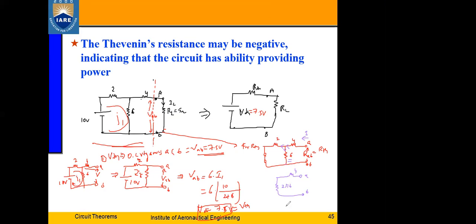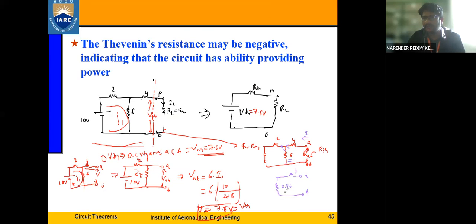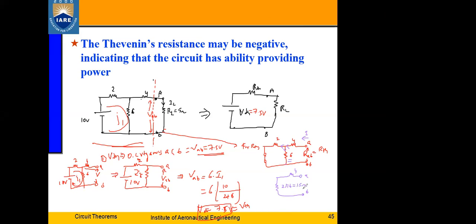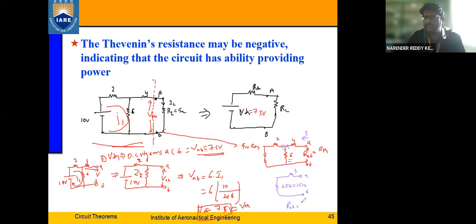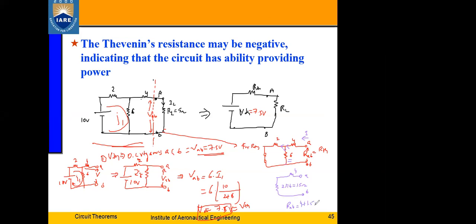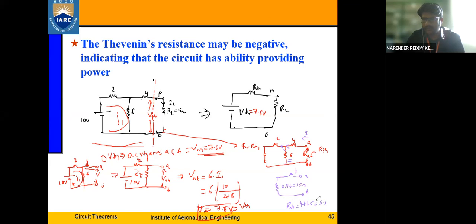Okay. So what is the equivalent I am going to get here now? 2 parallel 6 is 1.5. Is that okay? 1.5. Yes, sir. These two are connected in series. So what's the value of RAB now? RAB is equal to 4 plus 1.5, that is 5.5 ohms. So now we got the value of 5.5, right? This RAB is nothing but R Thevenin. So now I got the value of R Thevenin as 5.5 ohms.